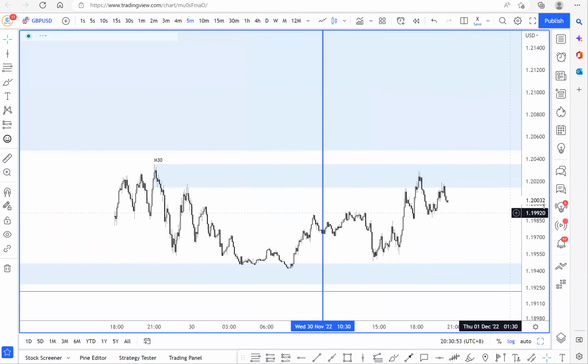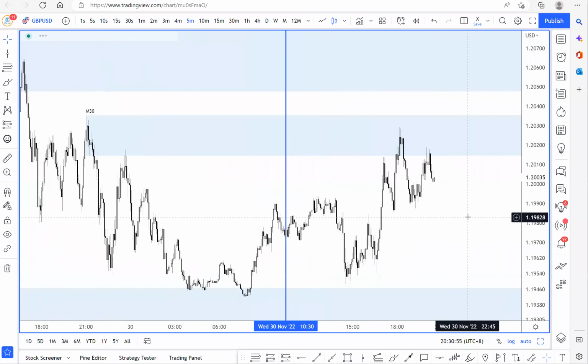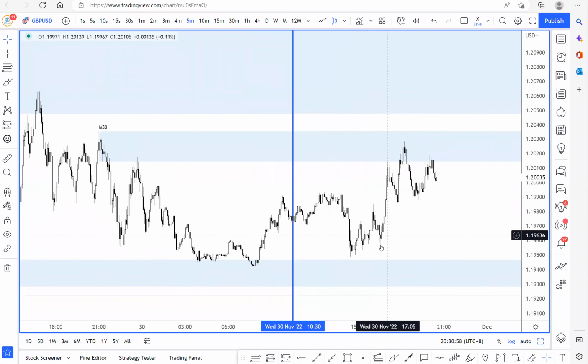Now let's go down to the 5 minutes time frame so you can see the same thing. So on the 5 minutes time frame, in order to ensure that there is a bearish move, essentially you need to wait for a change in market structure.